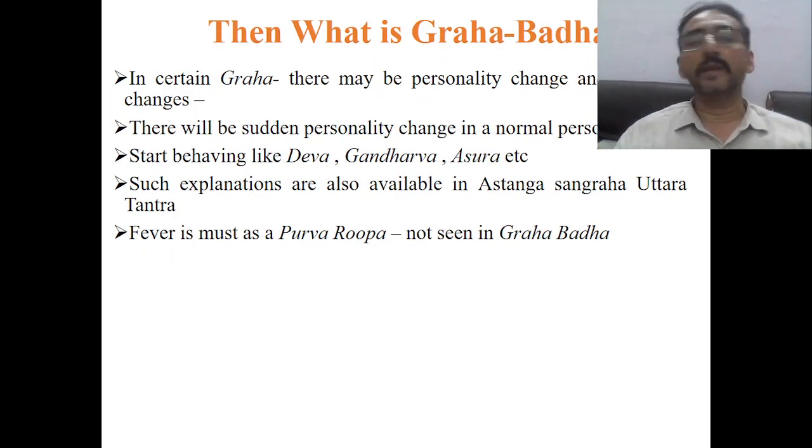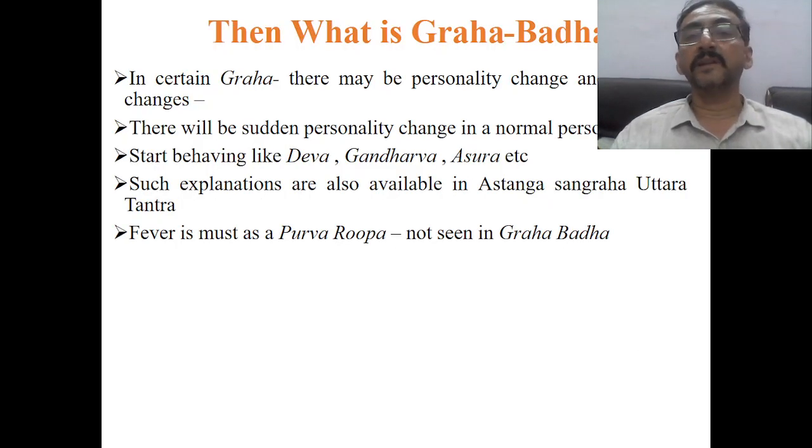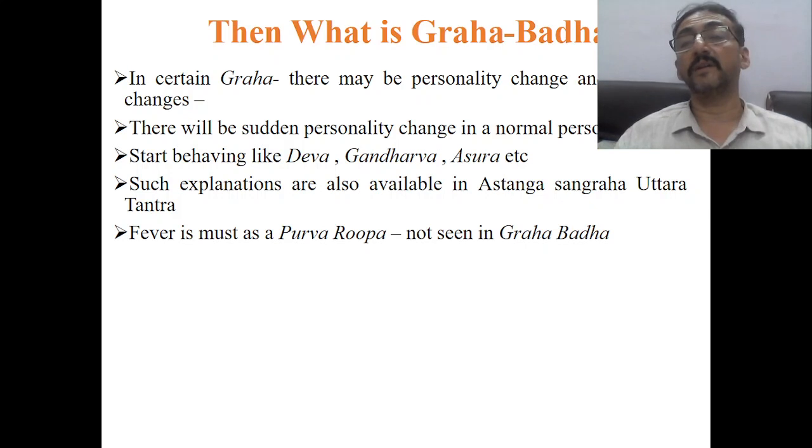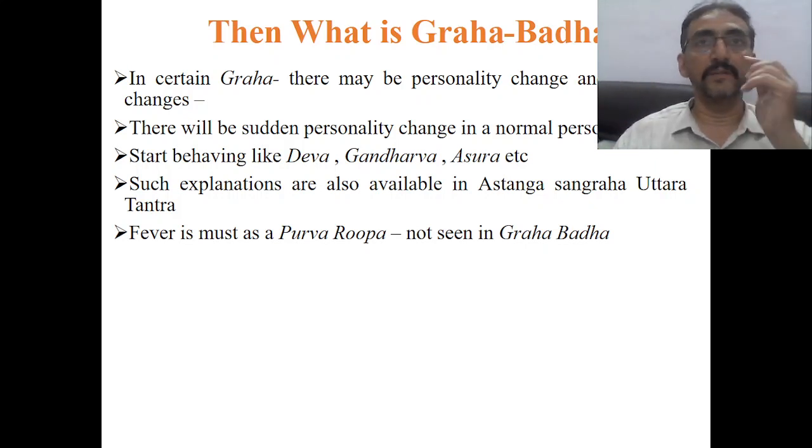Now, we have already discussed what Graha Bada actually is. In certain grahas there may be personality and behavioral changes, and sudden personality changes happen in a normal person. He suddenly starts behaving like Deva, Gandharva, Asura, etc. We have seen all these and discussed them already. Such explanations are also available in Ashtanga Sangraha Uttara Tantra. But the fever is totally absent there, and that fever is present in Graha Roga Purvarupa. So that makes the big difference.